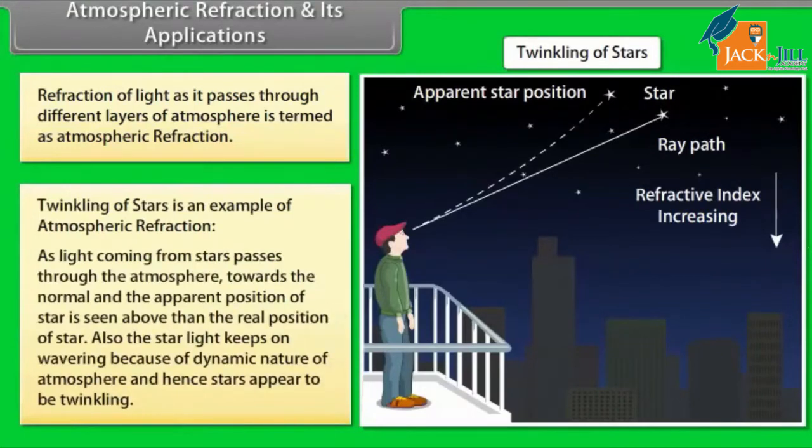As light coming from stars passes through the atmosphere, it bends towards the normal, and the apparent position of the star is seen above the real position of the star. Also, the starlight keeps on wavering because of the dynamic nature of the atmosphere, and hence stars appear to be twinkling.